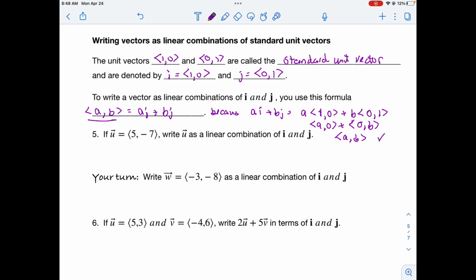Okay, so we're going to rewrite vector u, 5, negative 7, as a linear combination of i and j. So that's just going to be 5i minus 7j. You try the next one. It is negative 3i minus 8j.